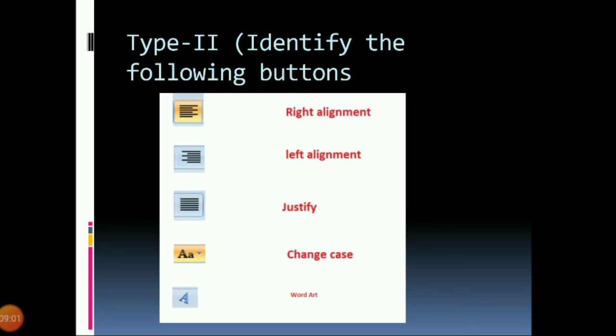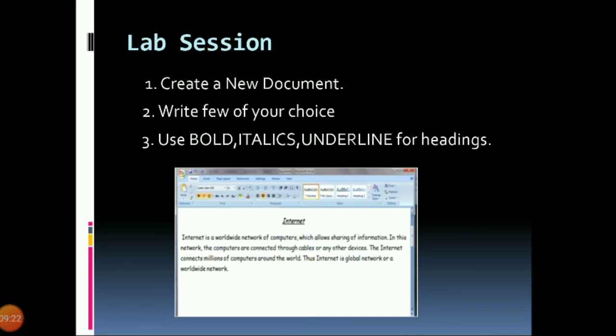Identify the following buttons. I have given the answer directly. First one is, sorry, first one is left alignment. Second one is right alignment. Third one is justify. Fourth one is change case. Then word art.